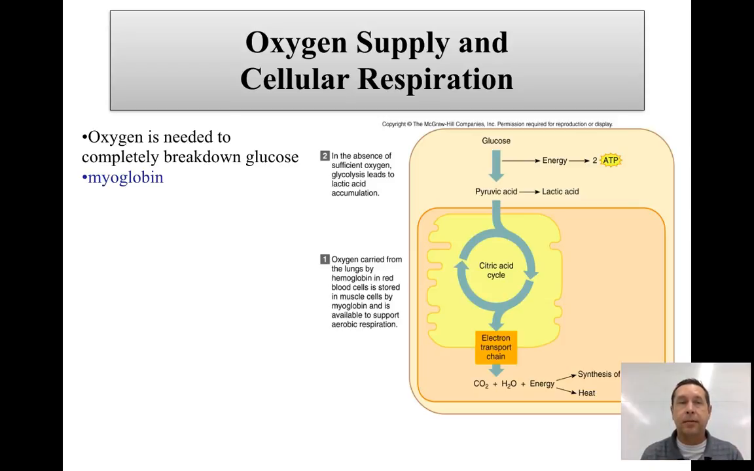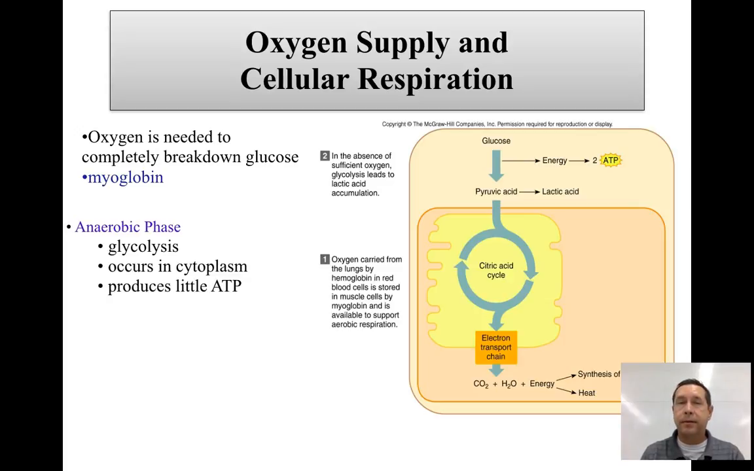One thing that muscle cells have that other cells don't is a way to store oxygen. That is in the form of a protein called myoglobin, which is similar to hemoglobin that carries the oxygen in the blood. When oxygen levels in the cell start to drop, the myoglobin can release oxygen and the cell can continue to do aerobic respiration for a little bit longer.